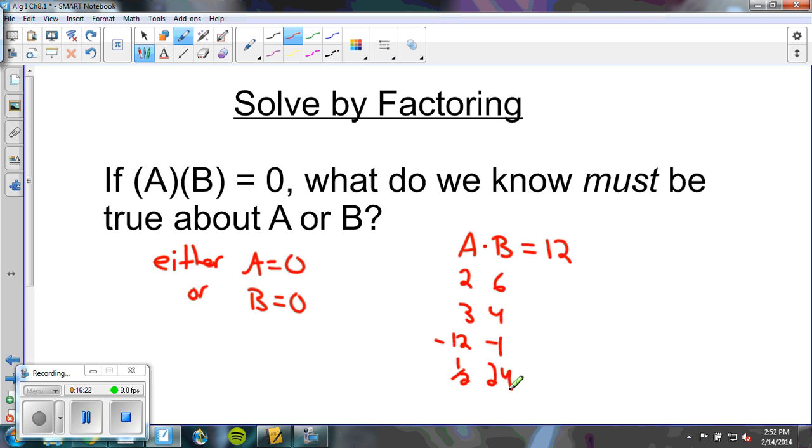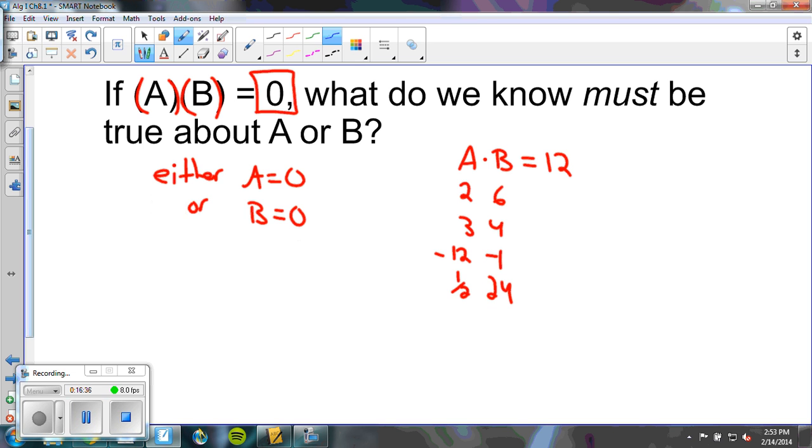I don't know hardly anything about a and b. So this factoring method only works if you're equal to 0, because that tells us that one of the two factors, one of the two bubbles, must be equal to 0. And that's very useful. If I have an equation like this, 2x squared plus 4x equals 0, if I pull out the GCF, the greatest common factor of these two things here is 2x. I can pull out a 2x, and I'm left with x plus 2.